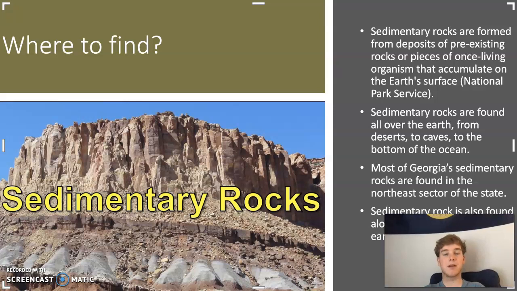Sedimentary rocks are formed from deposits of pre-existing rocks or pieces of once living organisms that accumulate on the Earth's surface. Sedimentary rocks are found all over the Earth, from deserts to caves to the bottom of the ocean. Most of Georgia's sedimentary rock is found in the northeast part of the state, but they're all over the state. Sedimentary rocks are also found along the majority of the Earth's upper crust.